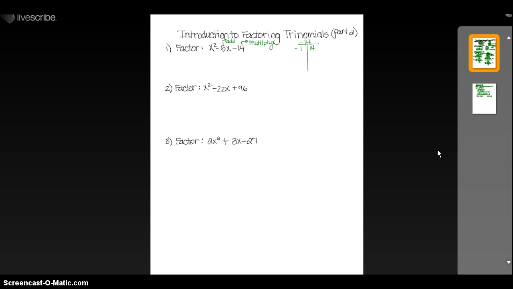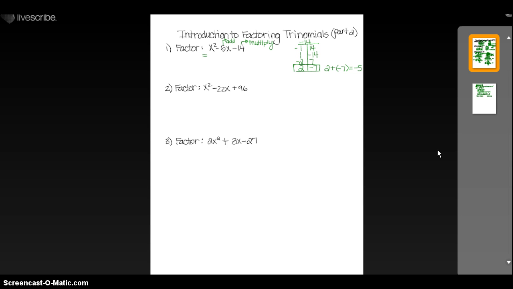Now, we need a negative 14, so we could have negative 1 and positive 14, or 1 and negative 14. We could also have negative 2 and positive 7, or 2 and negative 7. And that's it. That's our only factors of negative 14. We need to find the pair that are going to add up to negative 5. So this is the one we want, 2 and negative 7, because 2 plus negative 7 equals negative 5.